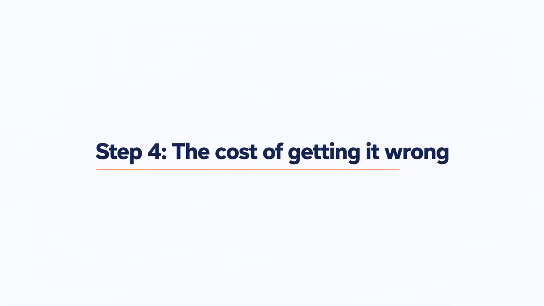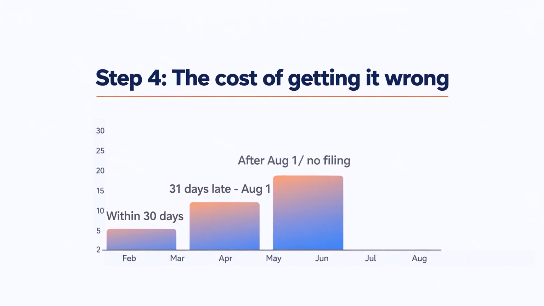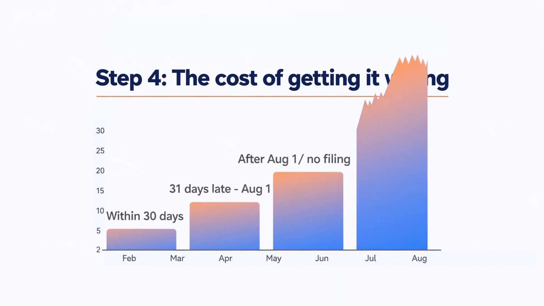Step 4. The cost of getting it wrong. Penalties are assessed per form, not per batch, and they scale with how late you are. File within 30 days of the deadline, $60 per form. File between 31 days late and August 1st, $130 per form. File after August 1st or don't file at all, $340 per form. If the IRS decides you knowingly ignored the requirement, that's intentional disregard. The penalty jumps to $680 per form, with no cap at all.